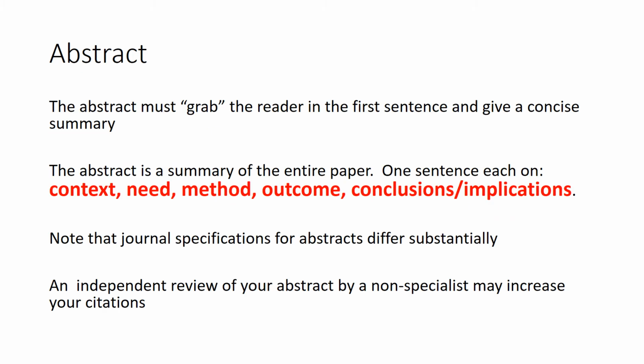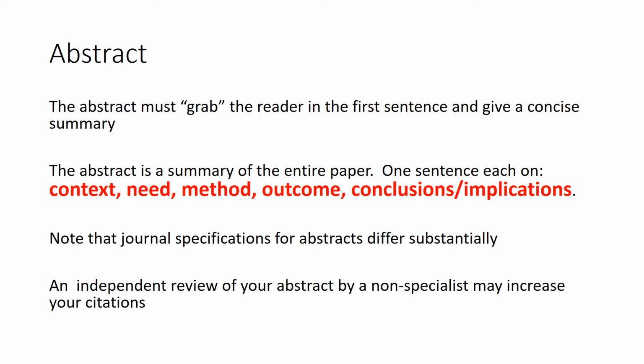Moving on to the abstract. The abstract must grab the reader in the first sentence and give a concise summary. The abstract needs to be a summary of the entire paper. And we'd suggest one sentence on each of context, need, method, outcome, and conclusions or implications. Those five things must be in the abstract.